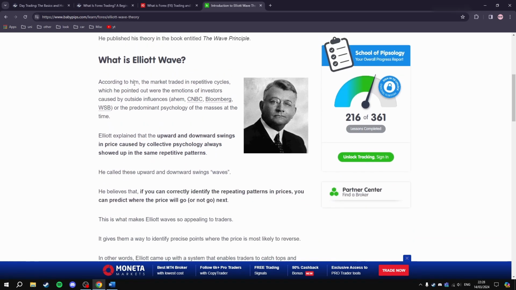What is Elliott wave? According to him, the market traded in repetitive cycles, which he pointed out were the emotions of investors caused by outside influences, CNBC, Bloomberg, WSB, or the predominant psychology of the masses at the time. Elliott explained that the upward and downward swings in price caused by collective psychology always showed up in the same repetitive patterns.